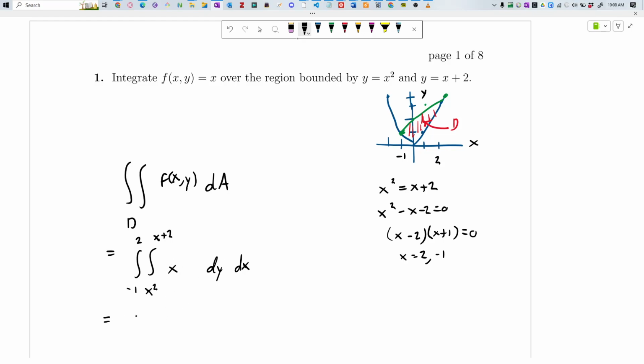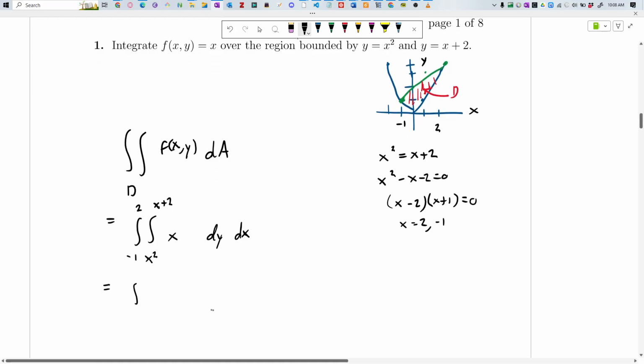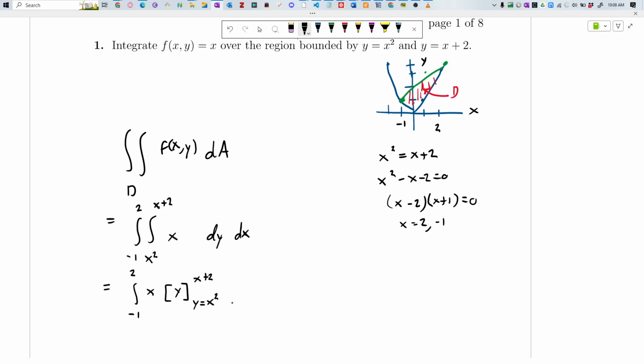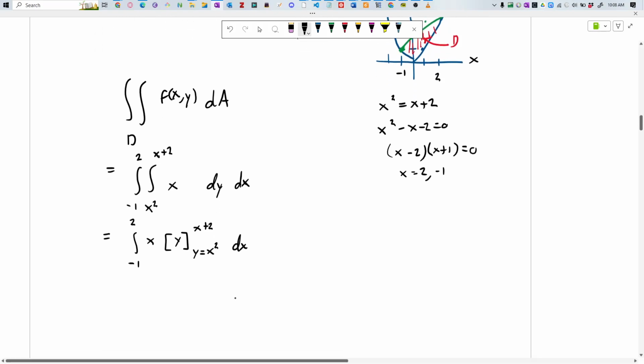Okay, so let's go ahead and do that integral. Notice that because this is not a rectangular domain, we can't just split it apart. This has to be treated as an iterated integral. If we integrate this with respect to y, the x will be pulled out, and we're just integrating the function 1. The integral of 1 is just going to be y. You would evaluate at y equal to x squared and at y equal to x plus 2, dx. You don't need to show this step. This is just me trying to show every little step in case there's any confusion.